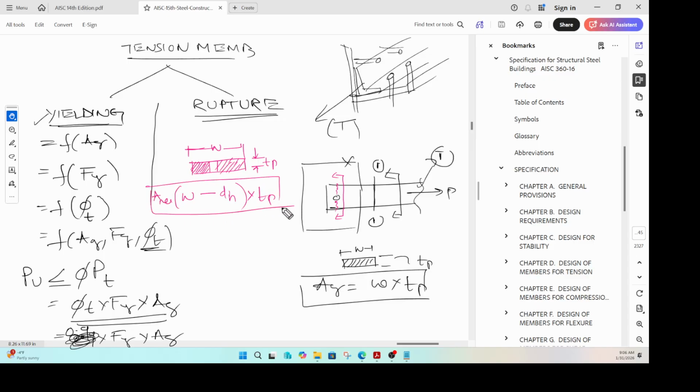So the rupture strength is a function of something called Ae, which has U inherently. Your rupture is a function of your net area, and it is also a function of something called a shear lag factor, and it is also a function of your Fu, which is the ultimate strength of steel.